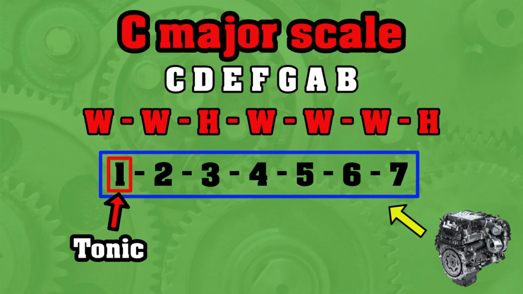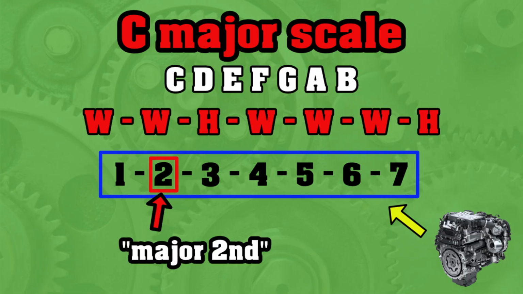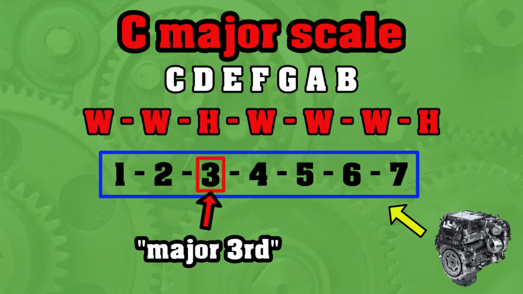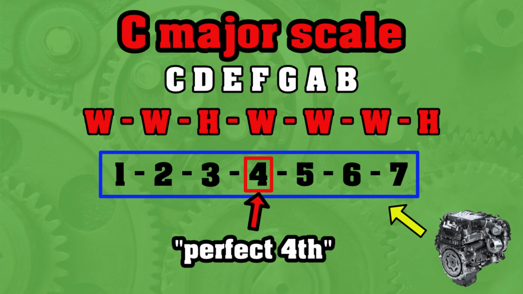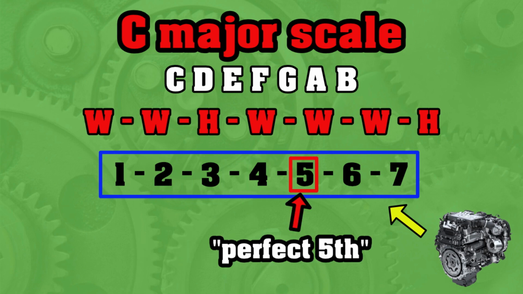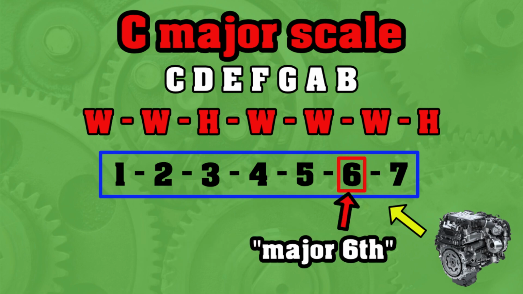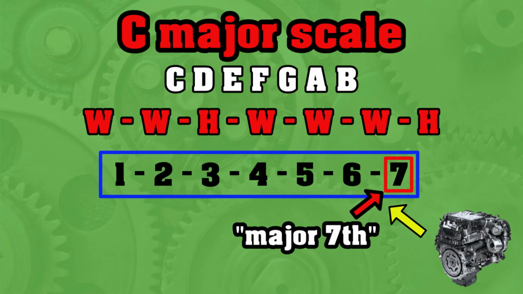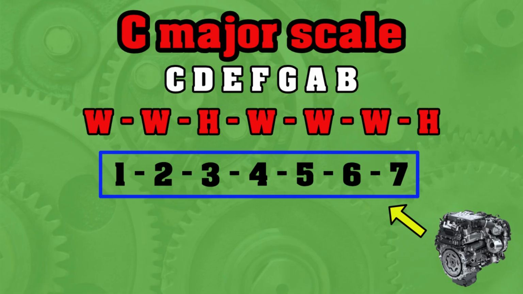In a scale formula, whenever you see the number 2, that always means major second. Whenever you see the number 3, that means major third. Whenever you see the number 4, that means perfect fourth. 5 means perfect fifth. 6 means major sixth. 7 means major seventh. I consider this to be the engine. This is the under the hood stuff.